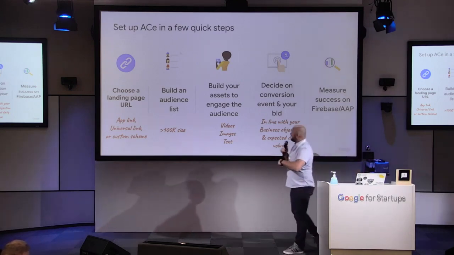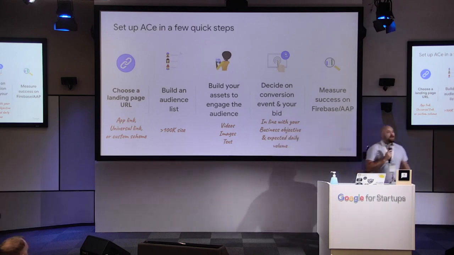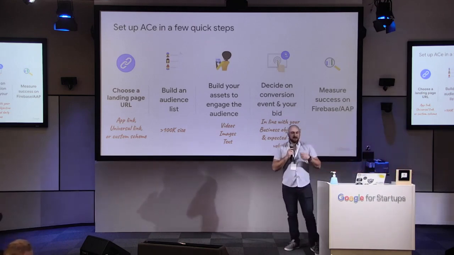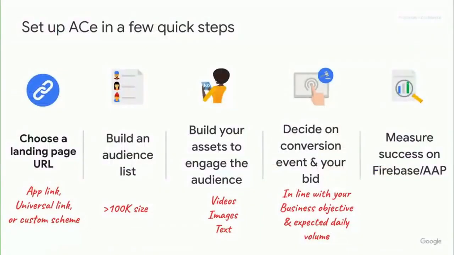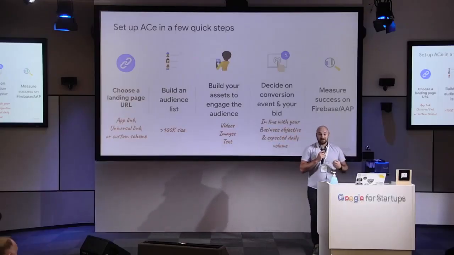Then a really important bit is building assets to engage the audience. So videos, images, text. This is where a lot of developers get it wrong from time to time. They just think, oh, let's just use the same UA creative. And what usually happens is a user thinks, oh, well, this targeting is really off. It's the same ad. I already have the app. Why are you advertising to me again?